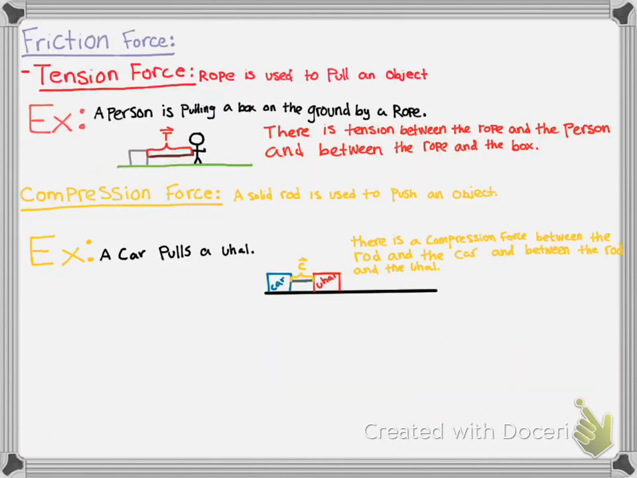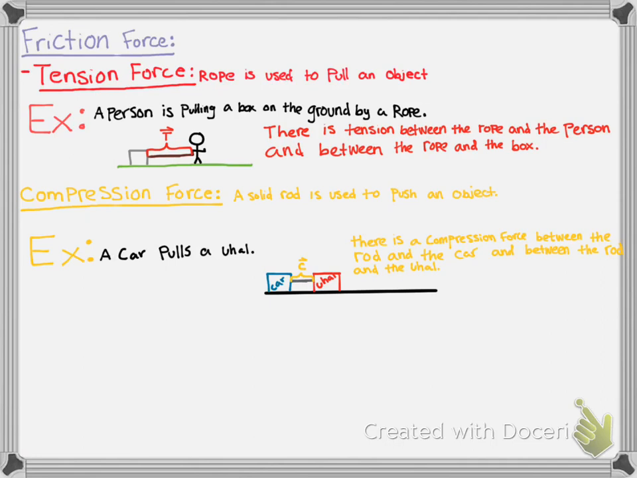Tension force. A rope is used to pull an object. Example, a person is pulling a box on the ground by a rope. There is a tension force between the rope and the person and between the rope and the box.